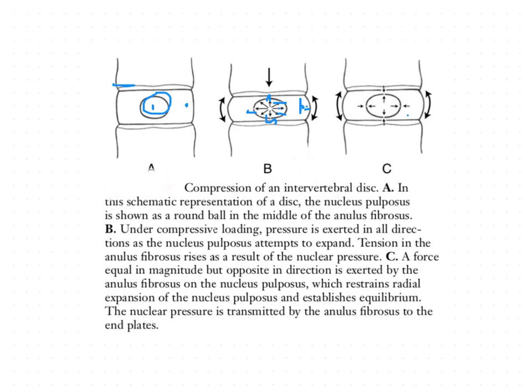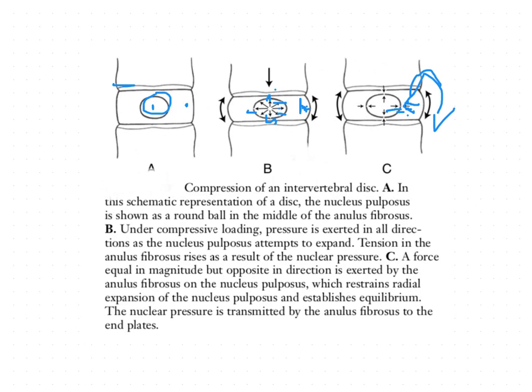This tension created in the annulus fibrosus is the main cause to give an opposite force to the force created in the nucleus, which restrains radial expansion of the nucleus pulposus, and this equal and opposite reaction force establishes the equilibrium. Some of the nuclear pressure is transmitted by the annulus fibrosus to the vertebral end plates also. This is what happens when compressive force is applied on the intervertebral disc.